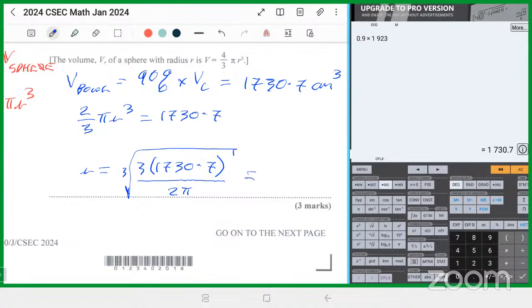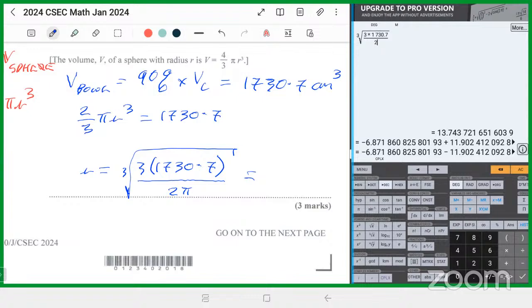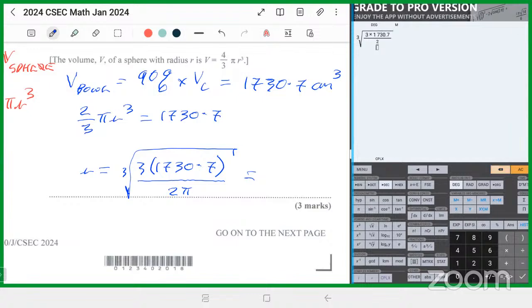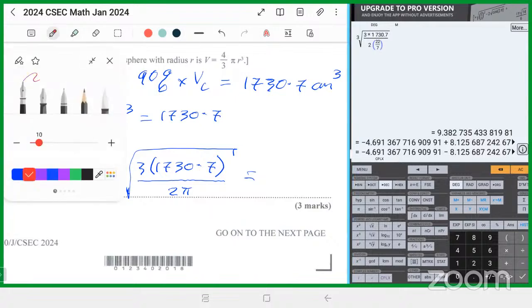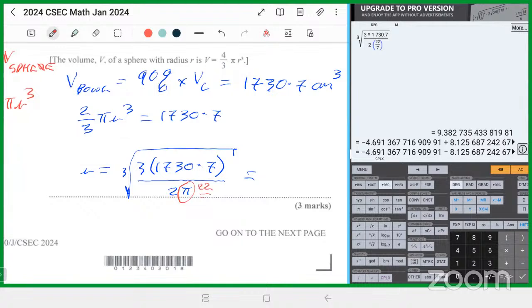I'm going to put this in the calculator and get one answer. So it's going to be a cube root of a fraction, and that fraction is 3 times 1730.7 divided by 2, and they did tell us to use the pi as 22/7. So I'm going to put that there, bracket 22/7, in the place of the pi. So I've written this pi as 22/7 in the calculator.